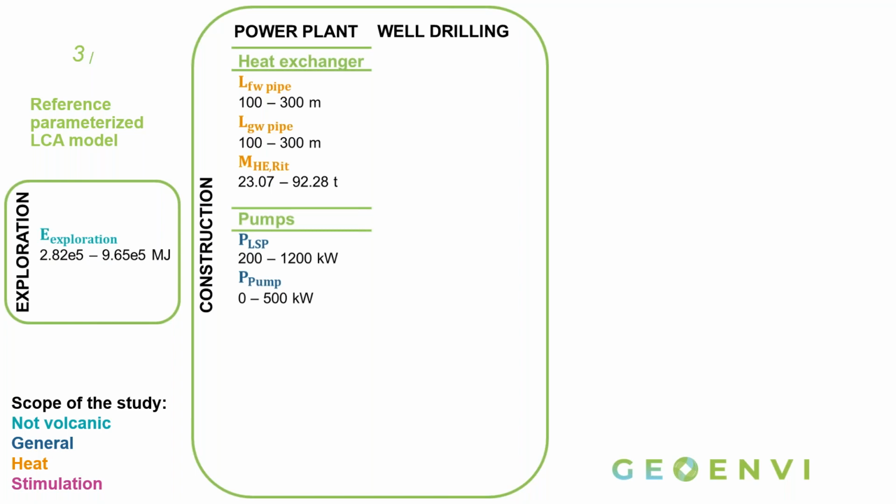Another aspect that is important is to take into account the production and the injection pump. The production pump is a line shaft pump, which has a power output between 200 and 1,200 kilowatts, and the re-injection pump will have a power between 0 and 500. So for some installation, it's not necessary to use power to re-inject the fluid. Those parameters are highlighted in deep blue because they are general for any type of geothermal installation. You're likely to find them again.